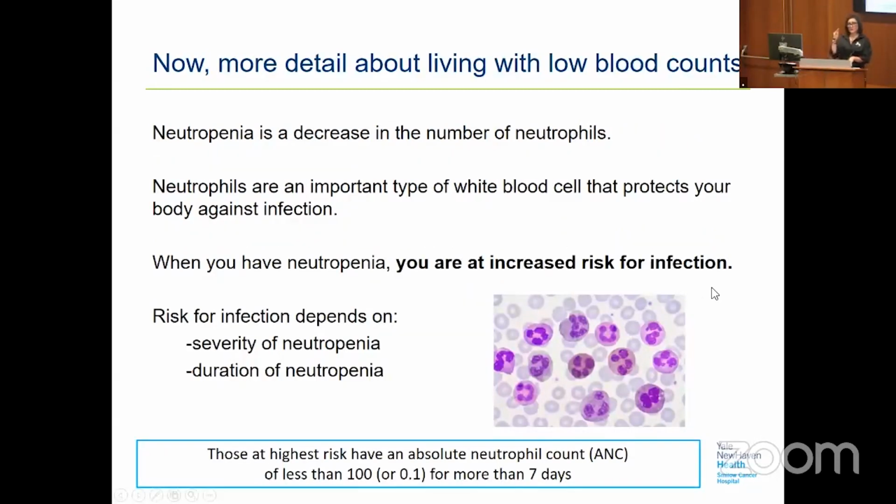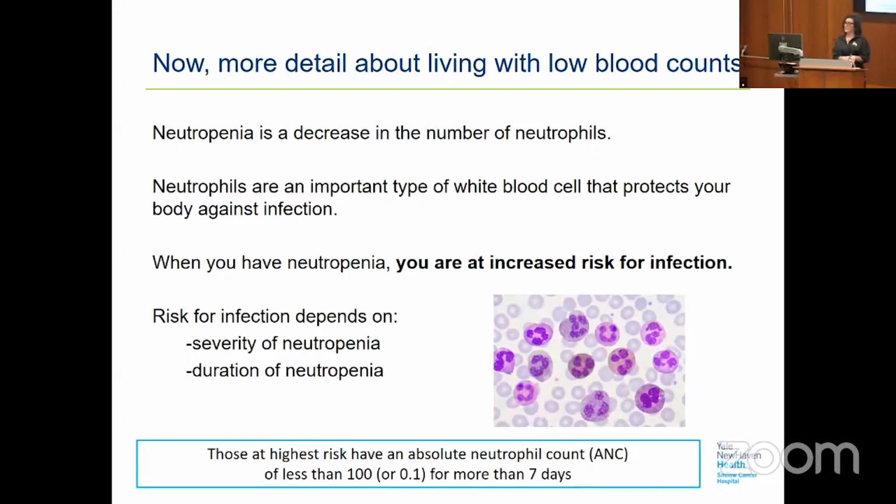So I'm going to go kind of cell type by cell type and just talk more about how we can prevent some of the complications that we can see when living with low blood counts, and how to just live as full of a life as possible. So we'll start with neutropenia, because I think that that's often the riskiest, because neutrophils are so important when fighting infection. We want to spend a good amount of time talking about how to prevent infection.